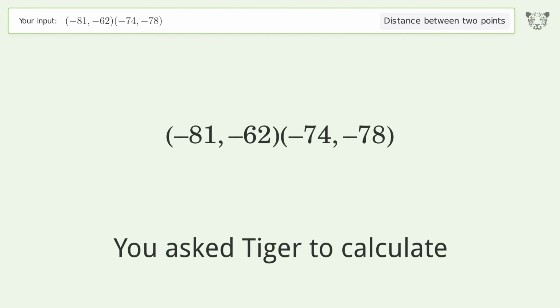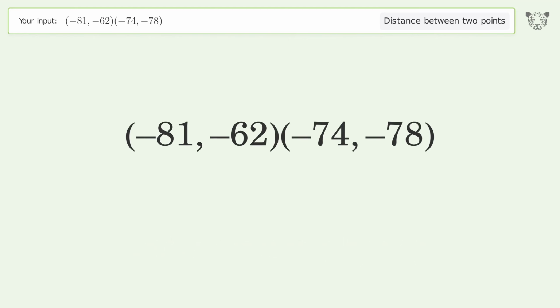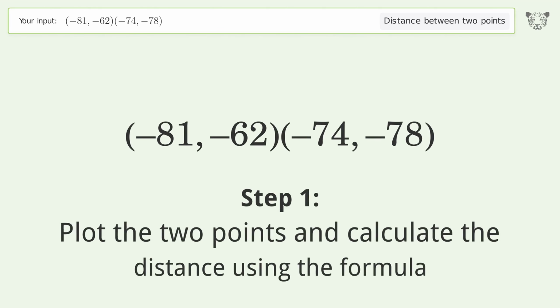You ask Tiger to calculate. This deals with the distance between 2 points. The distance between the 2 points is the square root of 305, or 17.464. Let's solve it step by step. Plot the 2 points and calculate the distance using the formula.